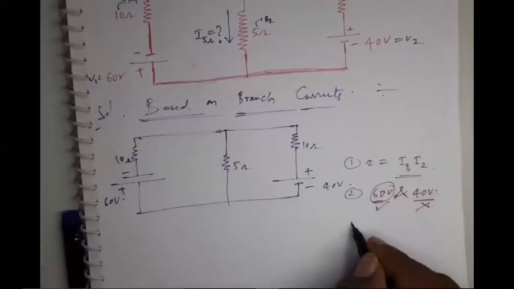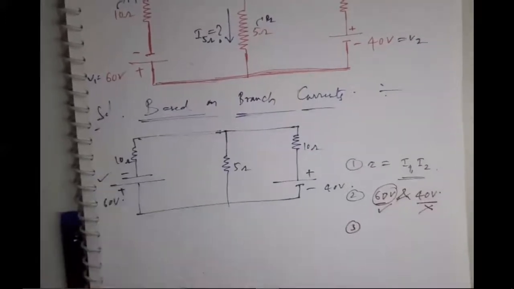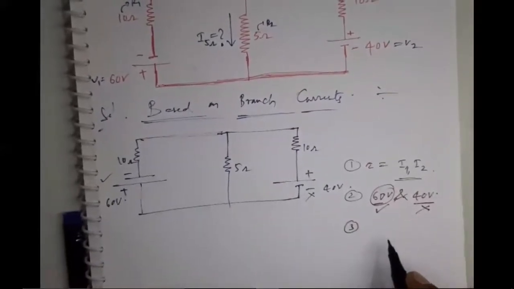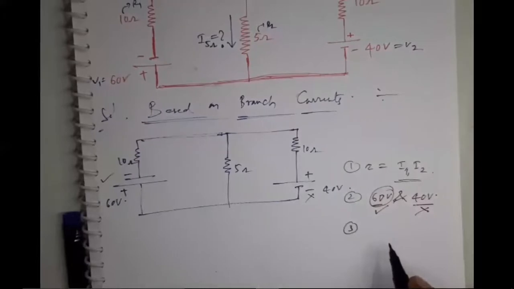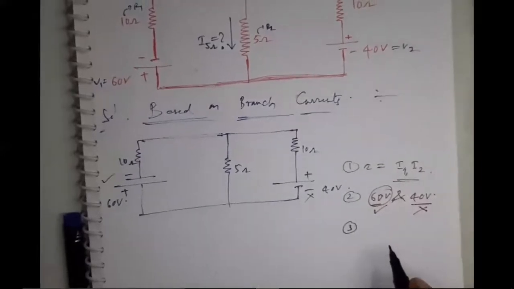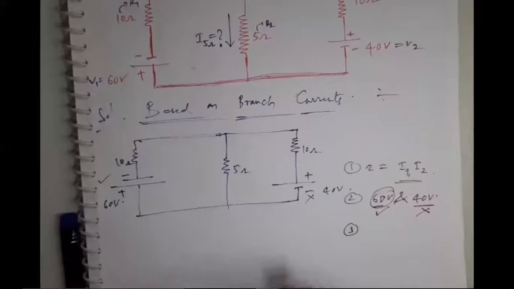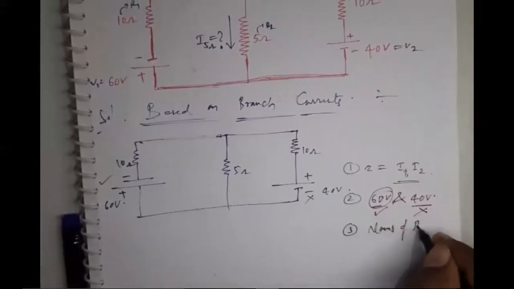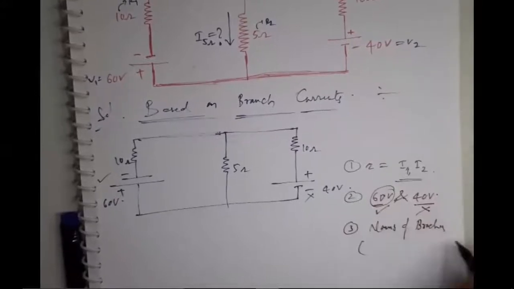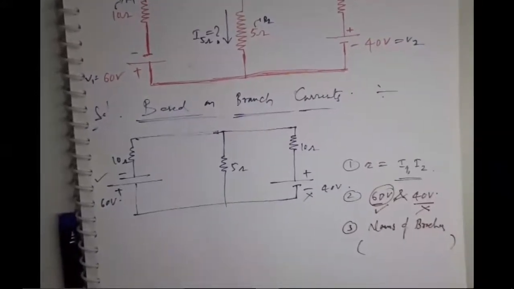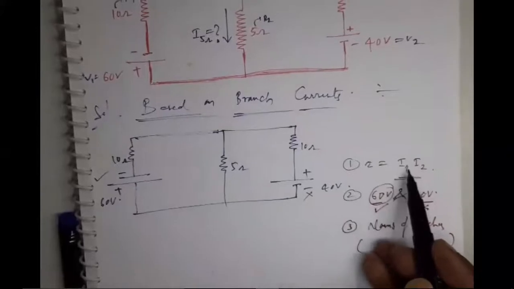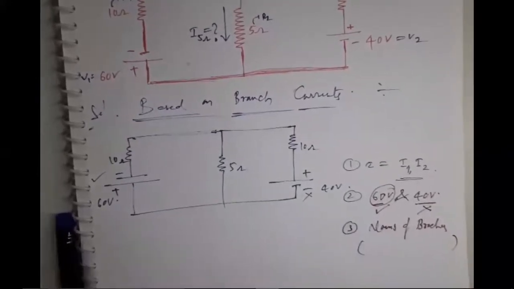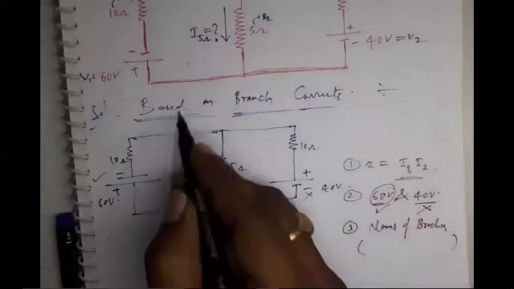Next, what is the rule? Rule number 3: I am considering 60 volts, not 40 volts. Mark the current directions in the various branches, that means naming of the branches. So what are the currents? Let me name the branches as per rule number 1. You need to assume only 2 currents, so let me assume 2 currents only.